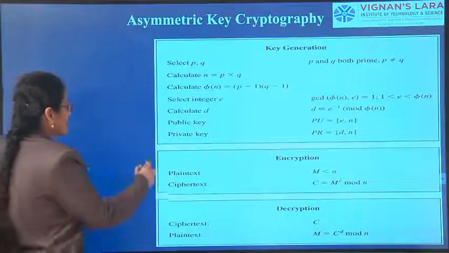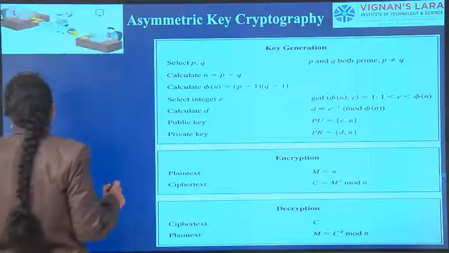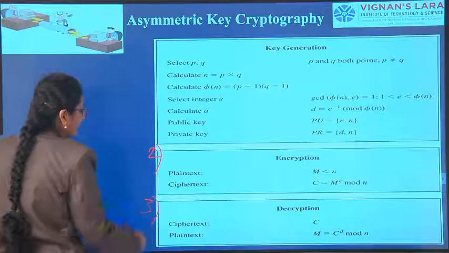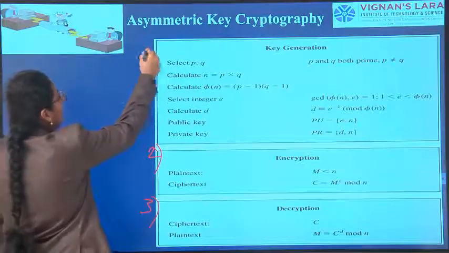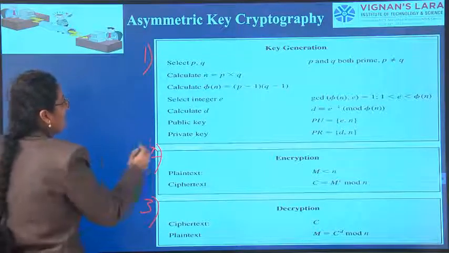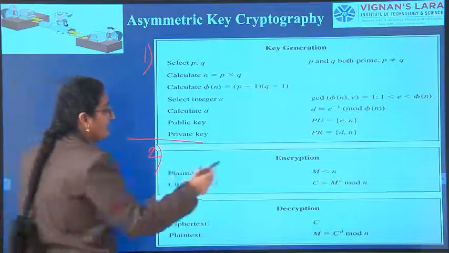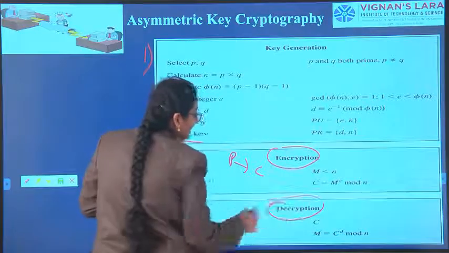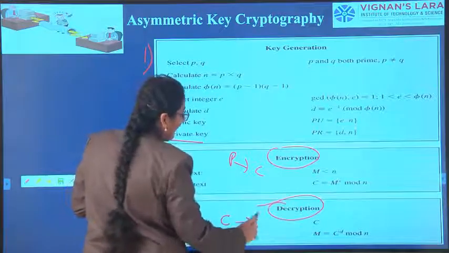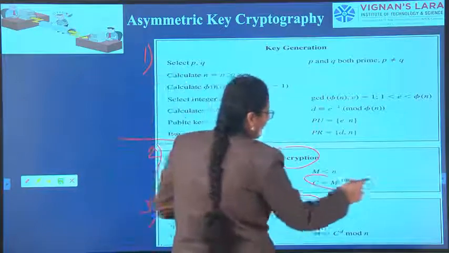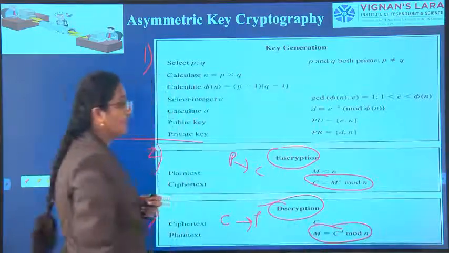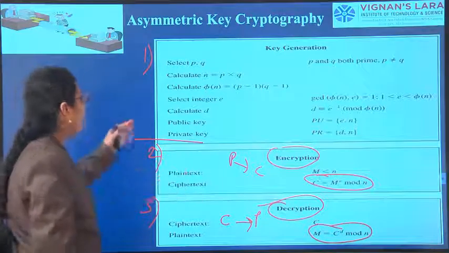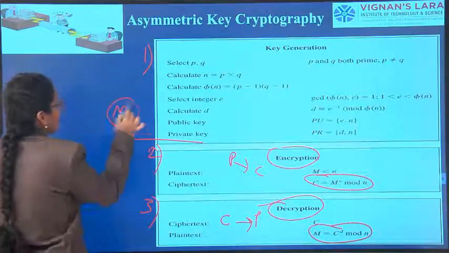So what is the second step? Second step in RSA is encryption. Third step in RSA is decryption. First step in RSA is key generation. Until key generation you know. In encryption you want to convert plain text into ciphertext. In decryption you want to convert ciphertext into plain text. For that you have 2 formulas. Before what formulas we have generated? Same formulas. But here plain text is considered as M.